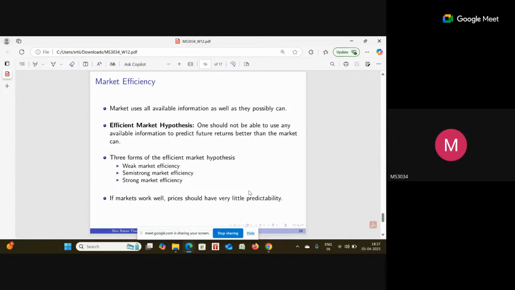And finally, according to the efficient market hypothesis, if markets are working well, so that it is nearly an efficient or a perfect market, then prices would have very little predictability. So you cannot predict what the price is going to be in the future. That is the basic concept under market efficiency. So these were the topics we discussed in week 12, which concludes our course.